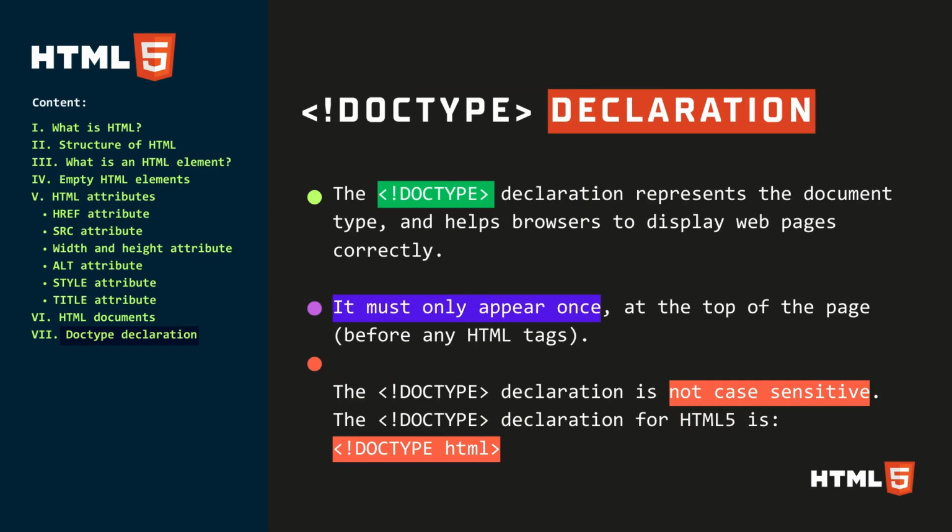The <!DOCTYPE> declaration represents the document type and helps the browser to display web pages correctly. It must only appear once at the top of the page before any HTML tags. The <!DOCTYPE> declaration is not case sensitive. The <!DOCTYPE> declaration for HTML5 is <!DOCTYPE html>.